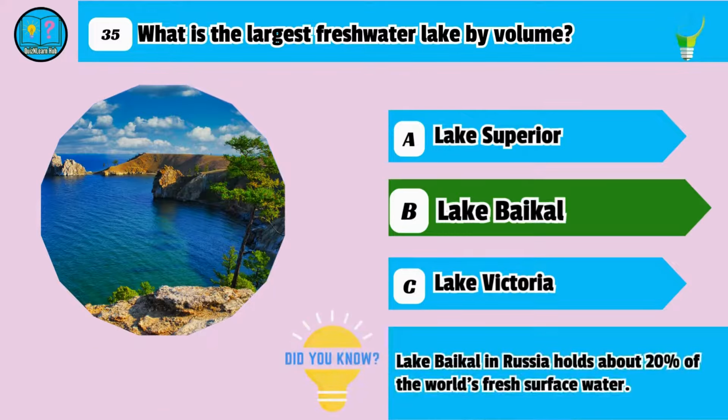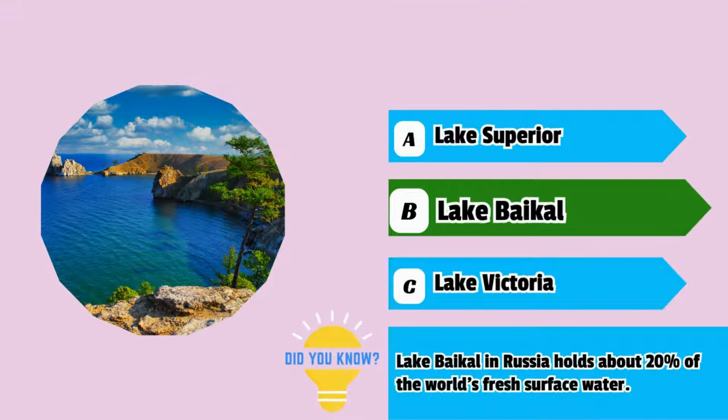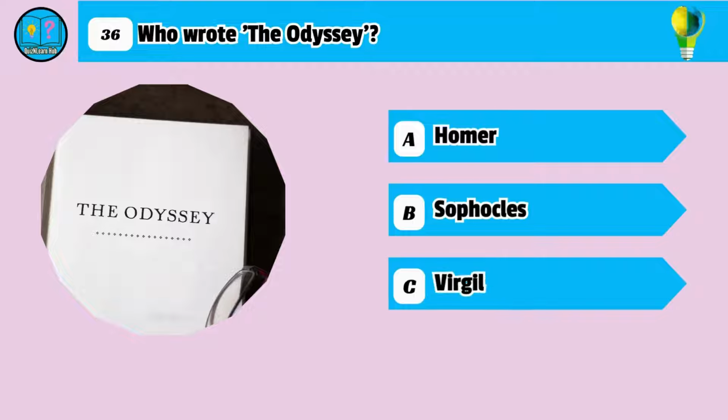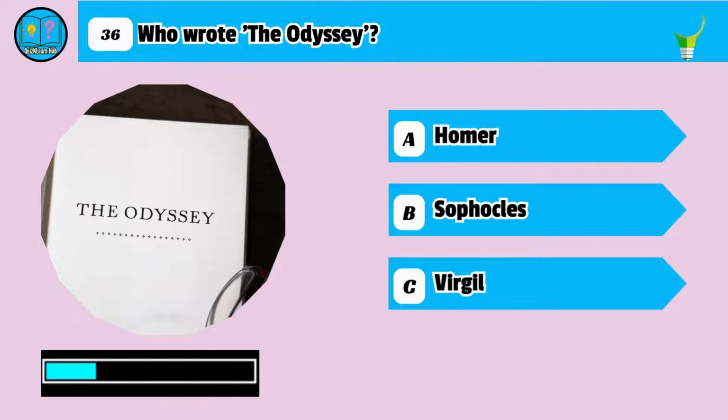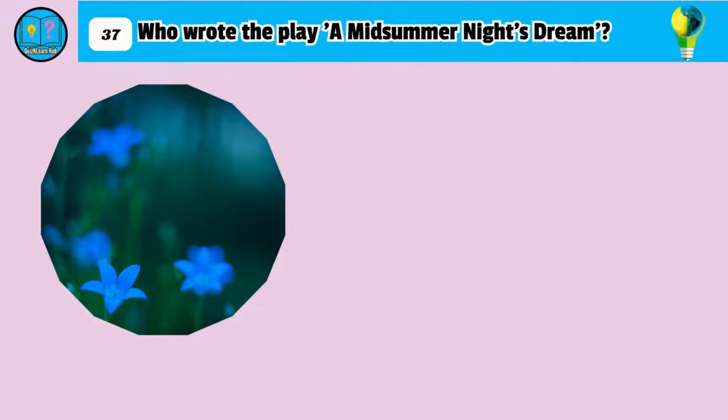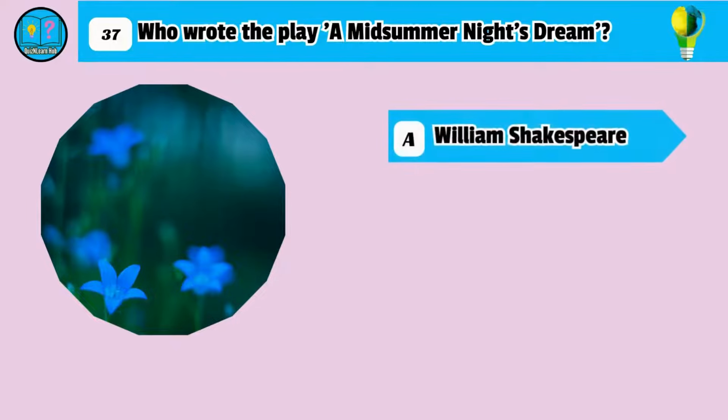Lake Baikal. Lake Baikal in Russia holds about 20% of the world's fresh surface water. 36. Who wrote the Odyssey? Homer, Sophocles, Virgil. Homer. The Odyssey is an ancient Greek epic poem attributed to Homer.